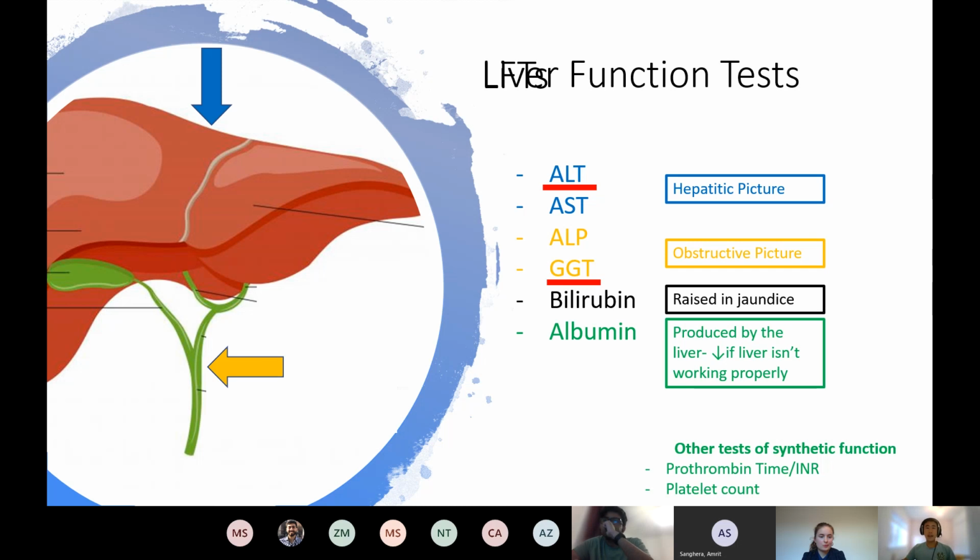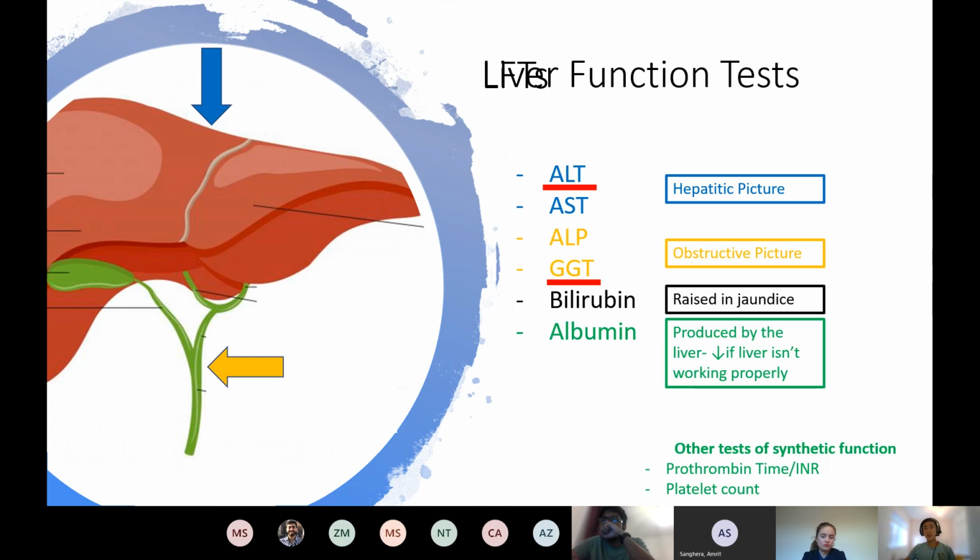So if ALT and AST, the transaminases, are raised, that suggests a hepatitic picture, specifically that the hepatocytes, the liver cells, have something wrong with them. Whereas a raised ALP or GGT suggests more of an obstructive picture, that the pathology is a blockage in the bile ducts. So it tells us a lot.